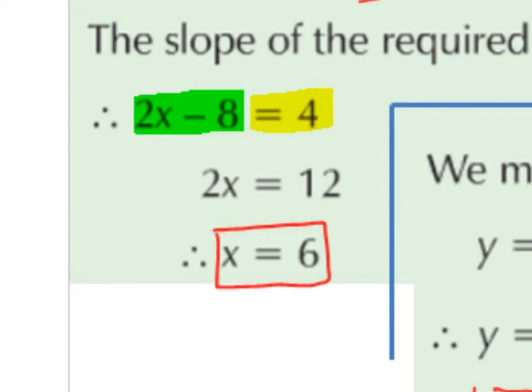So we start off with a single number, which is minus 8. We carry it over the equal sign, it becomes plus 8. And 4 plus 8 is 12. Now we have to get rid of the 2, and the 2 is stuck onto the x, so we're going to have to divide by 2. And if we divide by 2 on the left, we have to divide by 2 on the right. The 2's will cancel, so we're left with x on the left, and 12 divided by 2 is 6.